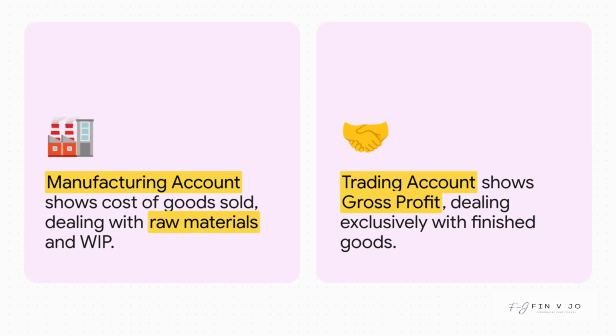Basically, you take the cost output from the manufacturing side, slide it over to the trading side, add in your sales, and boom, you calculate your ultimate gross profit. It's like a relay race between the two accounts.